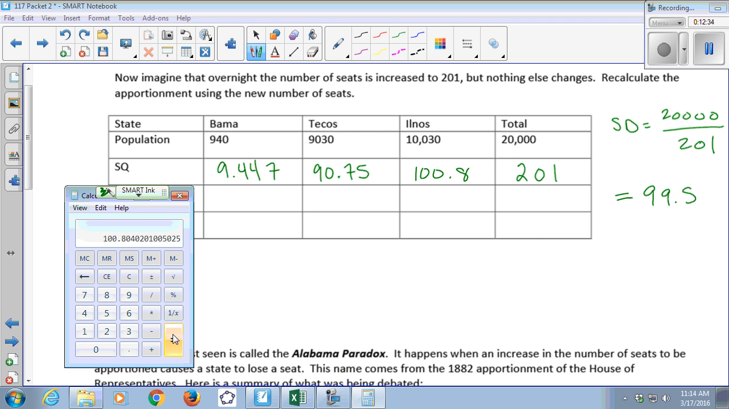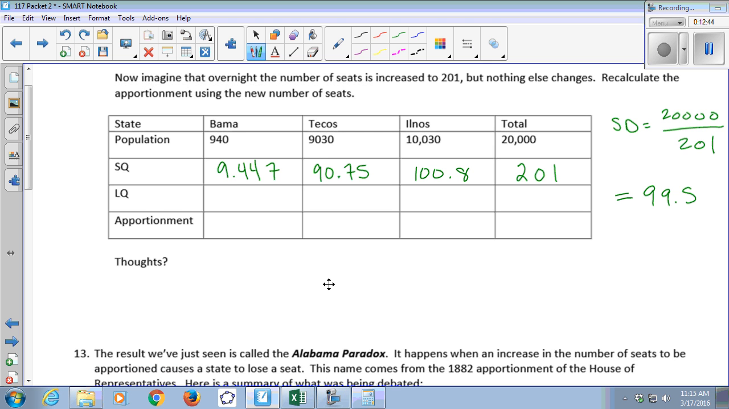Yeah, I rounded these three numbers to the nearest tenth or hundredth. So if it doesn't come out to exactly 201, it's just because you did some rounding. All right, next step in Hamilton's method is round all these numbers down. So I have 9, 90, 100. So that adds up to 199.